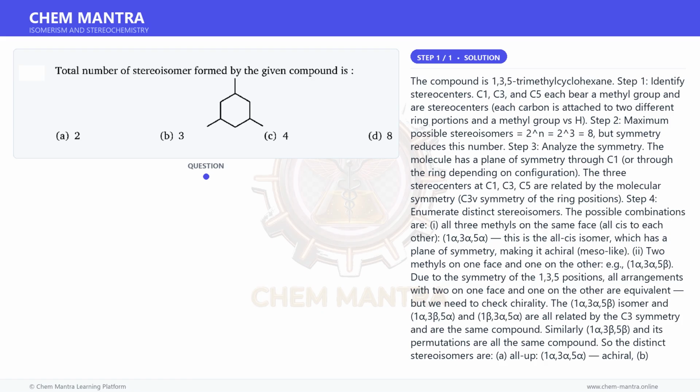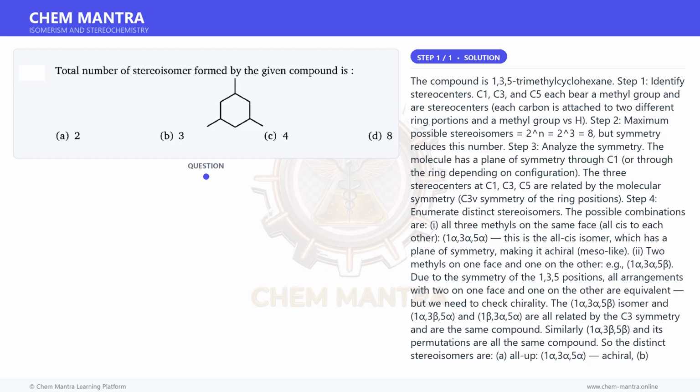B. All down, 1 beta, 3 beta, 5 beta, achiral, and these two are actually mirror images of each other, since the molecule with all three up has a plane of symmetry, C3v, it is achiral and identical to its mirror image. Wait, re-examining: 1 alpha, 3 alpha, 5 alpha has C3v symmetry and is achiral, same as its mirror image, all beta, which is also achiral. These two are the same compound, superimposable. So that gives one achiral compound.